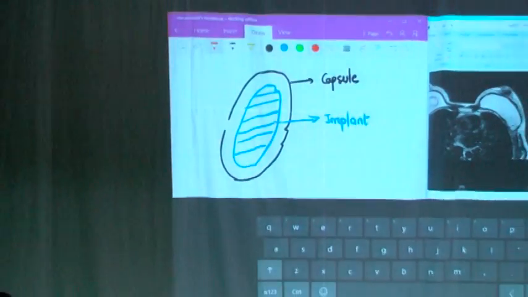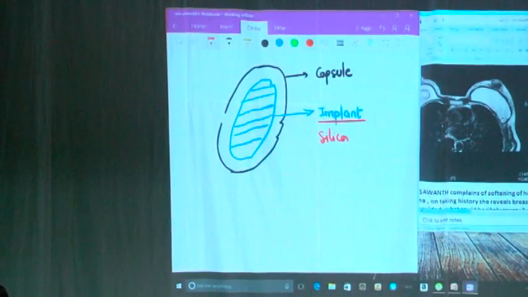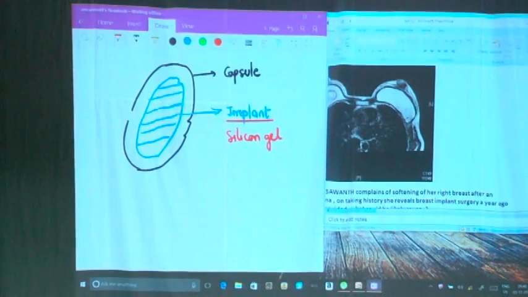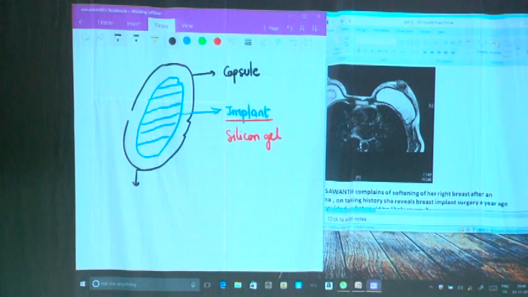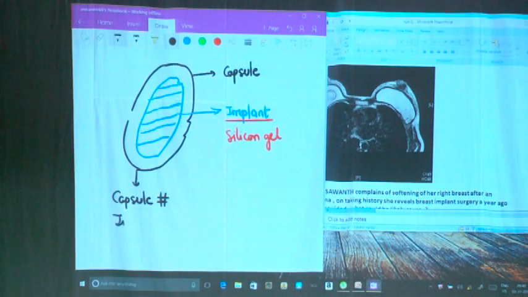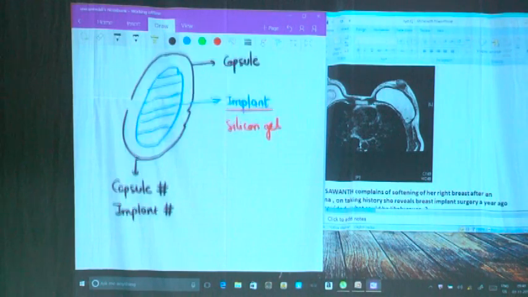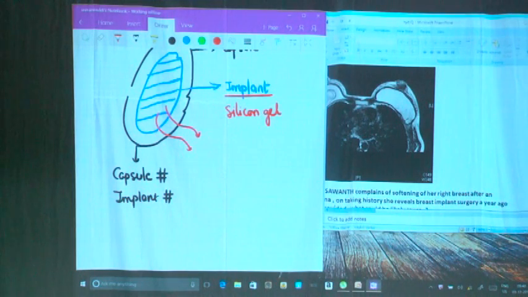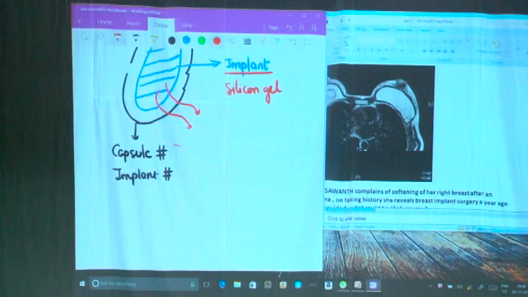In your All India question, they've asked you what is this implant made up of. It is purely made up of silicon gel. That is one question to be remembered. Now what happens is, due to any trauma, there is a possibility that both the capsule as well as the implant will rupture. If both capsule as well as the implant are ruptured, the silicon gel that is present inside the implant will actually leak out. अगर दोनों rupture कर गया, that is both the capsule as well as the implant have ruptured, the silicon that has been present here will leak out.